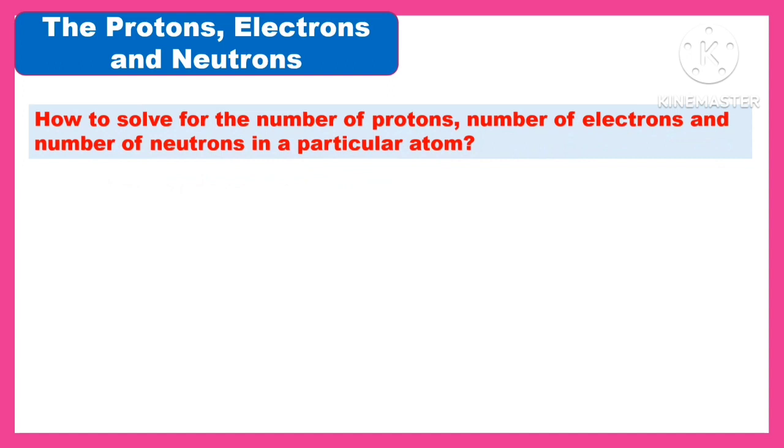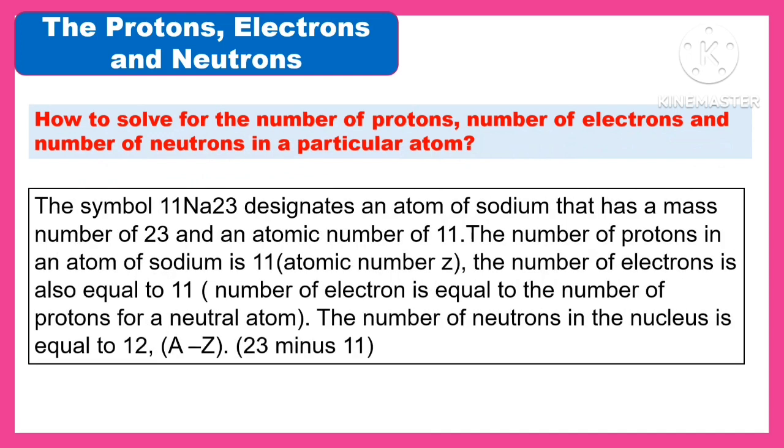How do we solve for the number of protons, electrons, and neutrons in a particular atom? The symbol Na designates an atom of sodium that has a mass number of 23 and an atomic number of 11. The number of protons in an atom of sodium is 11, which is the atomic number Z. The number of electrons is also 11, because the number of electrons is equal to the number of protons for a neutral atom. So the number of neutrons in the nucleus is A minus Z, or 23 minus 11, and the answer is 12.